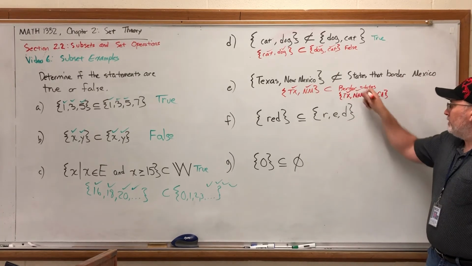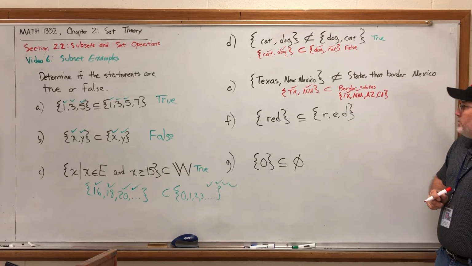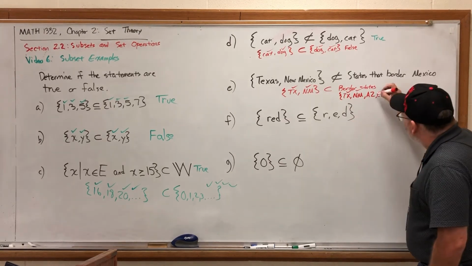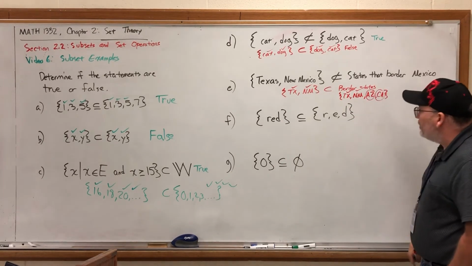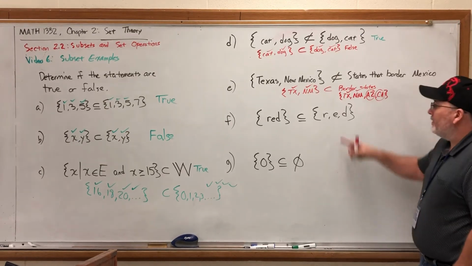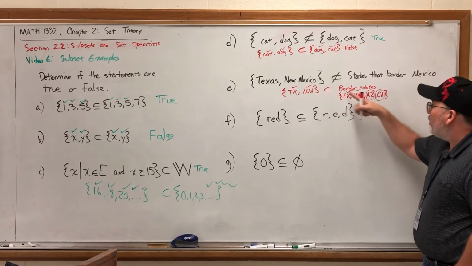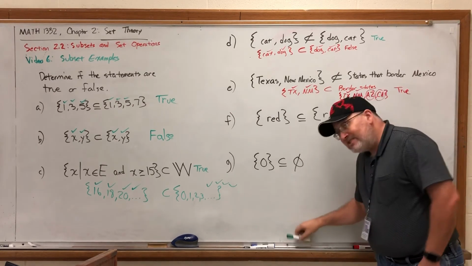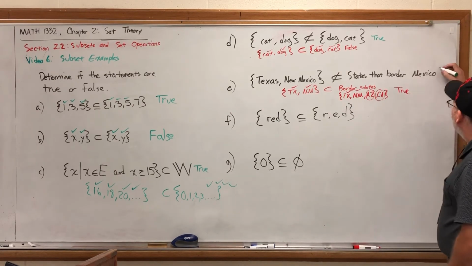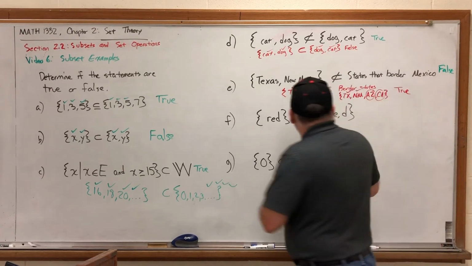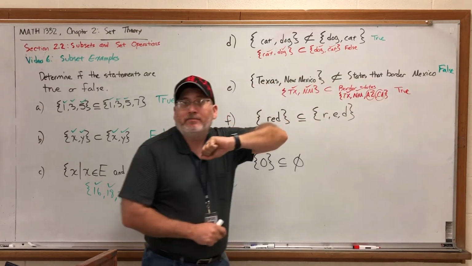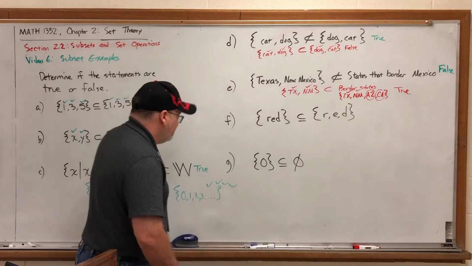So we would have checked off the first two. But when I asked the larger set, are there elements that weren't checked off? Yes, there were two of them, Arizona and California. These sets are not equal. Therefore, this set is a proper subset of the border states. That statement is true. So if that statement is true, that means its negation was false. Saying this is not a proper subset of that is a lie, because it is.